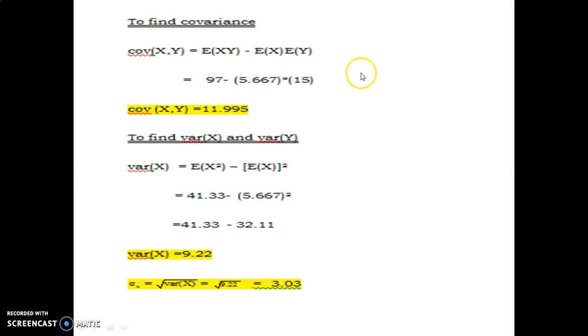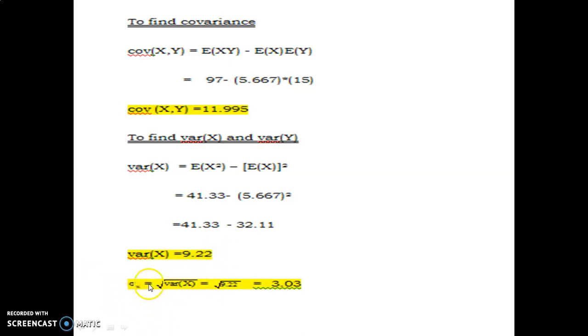To find the covariance, the formula is covariance of xy is equal to E of xy minus E of x into E of y. Substitute the values and when we solve, we get covariance as 11.995. Then we need the values of variance of x and variance of y. The formula to calculate variance of x is E of x square minus E of x the whole square. This is simplified and we get the value of variance of x as 9.22.